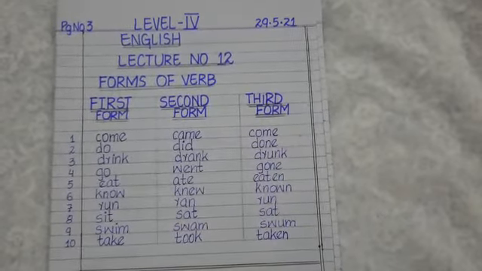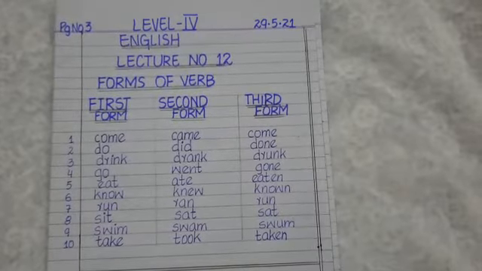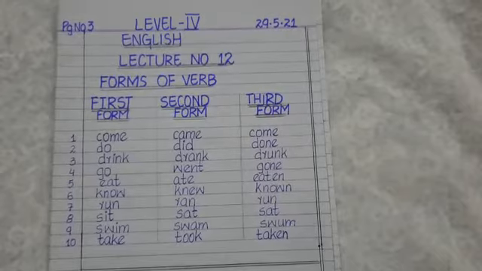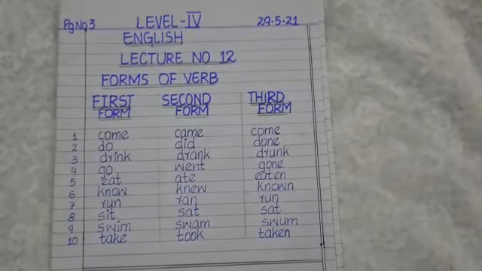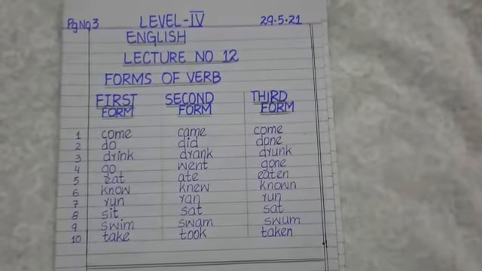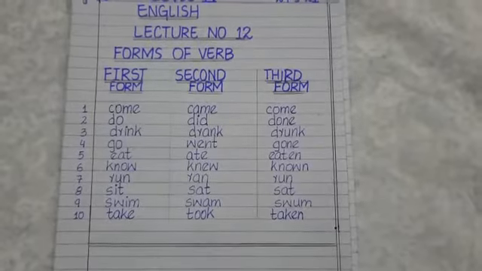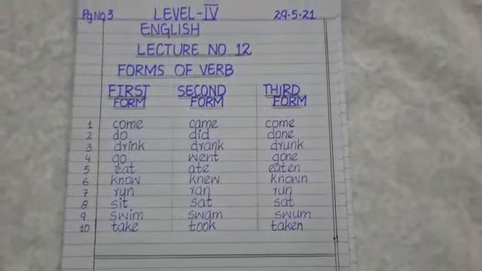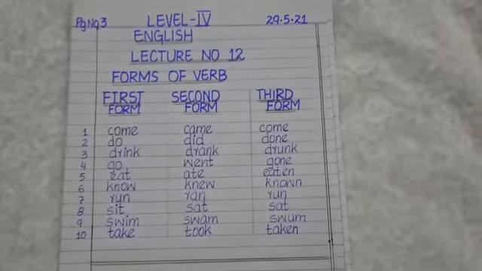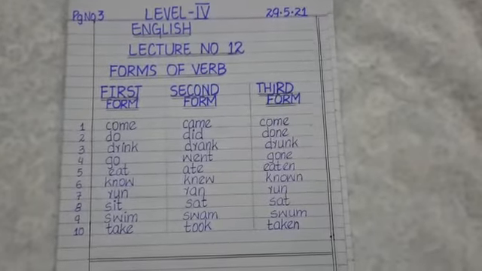Sit is the first form, sat is the second form, sat is the third form. Swim is the first form, swam is the second form, swum is the third form. Take is the first form, took is the second form, taken is the third form.